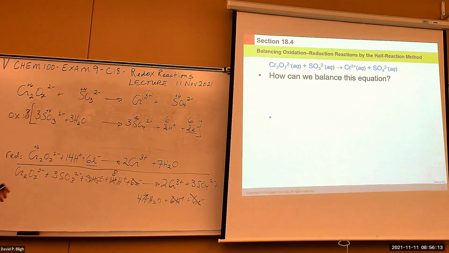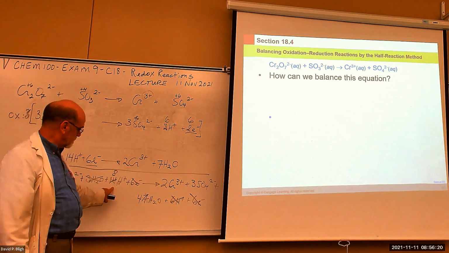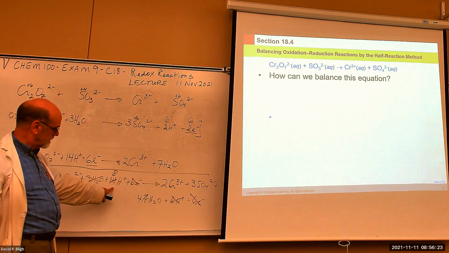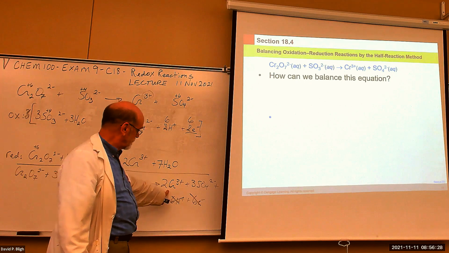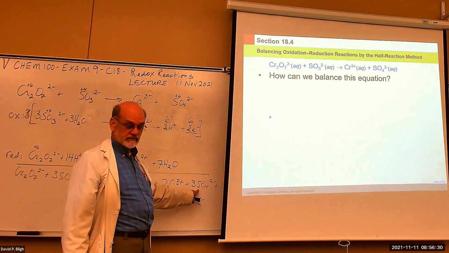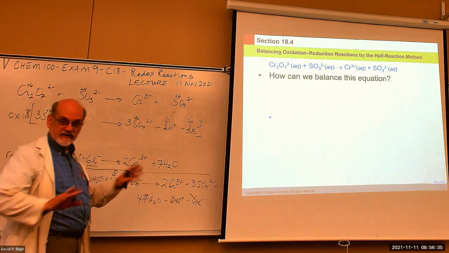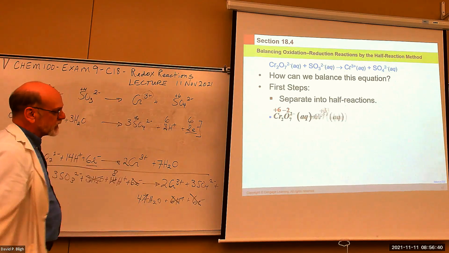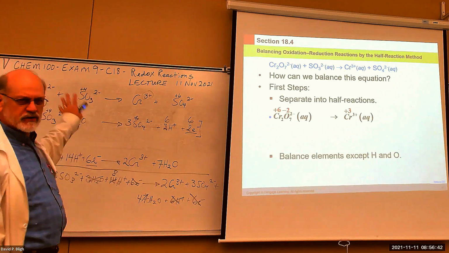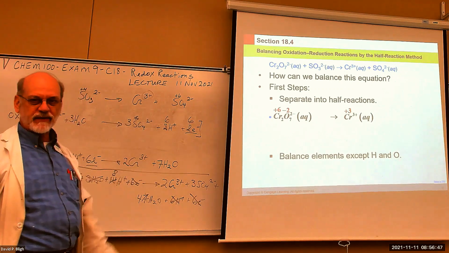Okay? So now we have 1 dichromate ion, 3 sulfite ions, 8 hydrogen ions, yields 2 chromium 3 ions, plus 3 sulfates, plus 4 water. That's it. So here it is shown in steps. I thought it was better to do it on the board, but here it is in animated form.